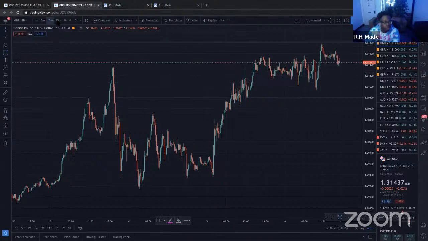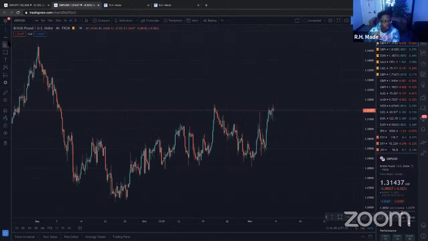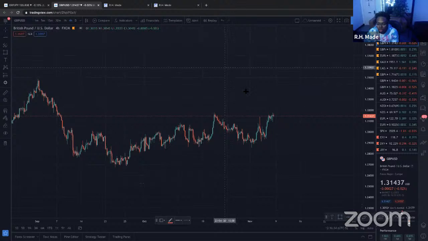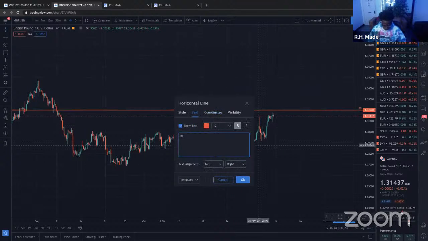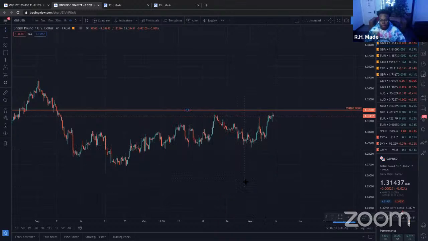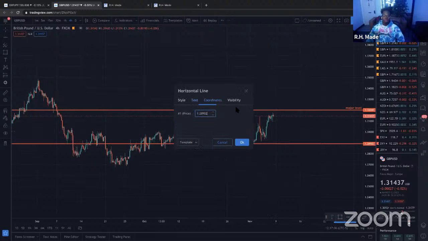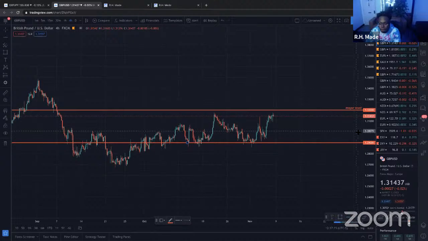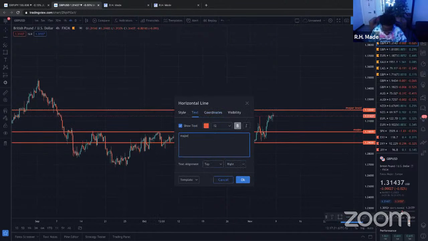So basically for this, you can mark this up first. Same thing I do with GJ, I'm going to do for all my pairs. Just mark up my major levels. So I've got 1.3200 flat. I'm also going to put 1.2900 and 1.3000 as major levels.